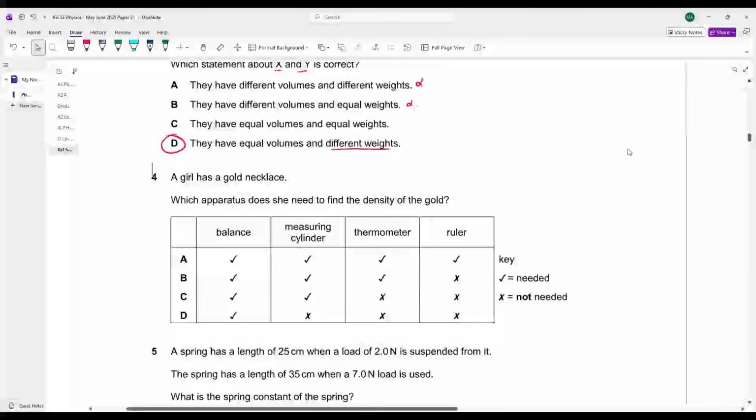Let's further move ahead. A girl has a piece of gold necklace. Which apparatus does she need to find the density of the gold?